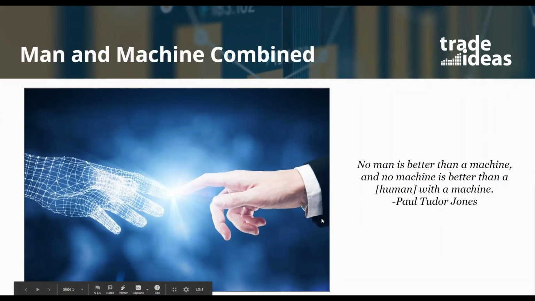So here we are, another week of Trade of the Week, but the theme is man and machine combined. Human beings and machines are going to be working together going forward. Back in the day when stocks first started trading, they didn't have machines.